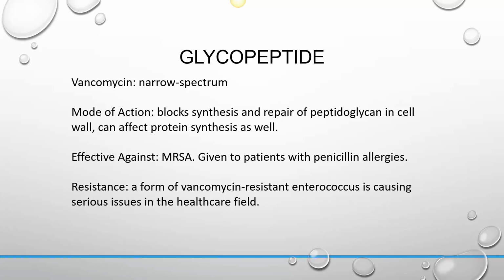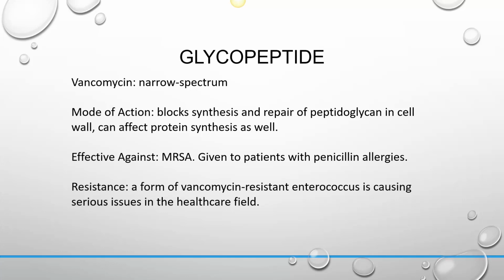Resistance. There's a form of vancomycin-resistant Enterococcus that's causing serious issues in the healthcare field. So Enterococcus is a microorganism that lives inside of your digestive tract. And in the digestive tract, it usually doesn't cause any problems. But here's the issue. If Enterococcus becomes resistant to vancomycin, Enterococcus can hand out its gene for vancomycin resistance to other microorganisms.